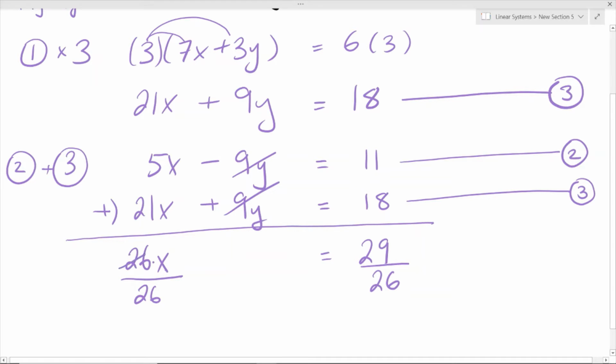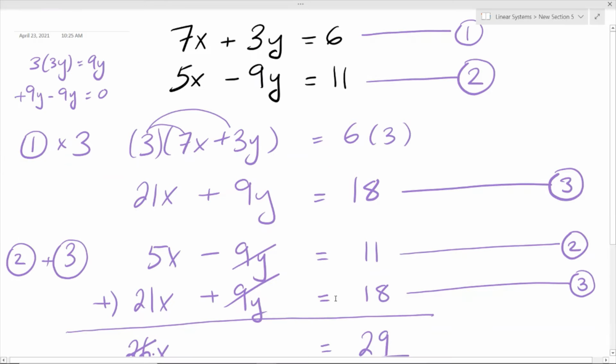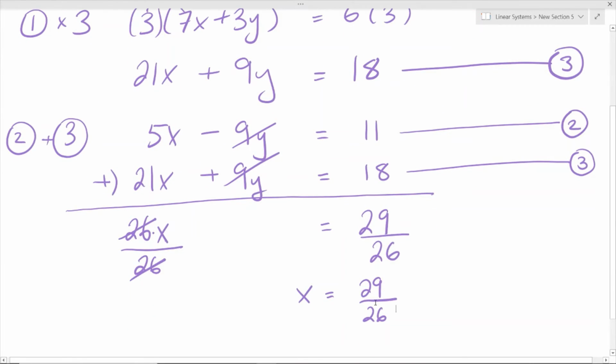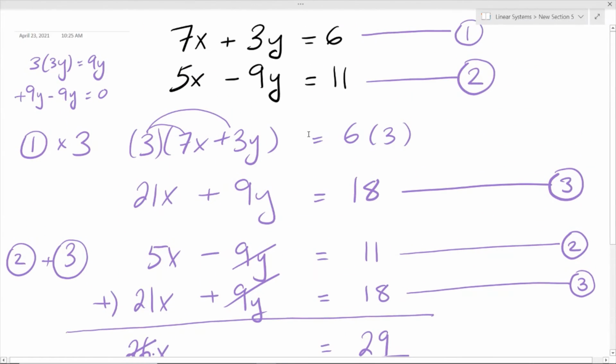And then this 26 and this 26 are going to cancel, and then we are left with x is equal to 29 over 26. Just like that. So now we have found our x variable. Now that we have found our x variable, we can plug what we have for x into one of the equations and solve for y.